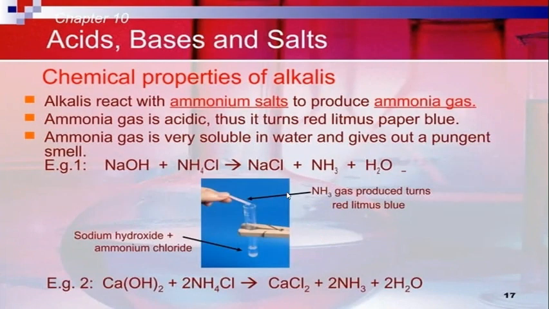Let's look at more chemical properties of alkalis. Alkalis react with ammonium salts to produce ammonia gas. Secondly, ammonia gas is alkaline, thus it turns red litmus paper blue. Third, ammonia gas is very soluble in water and gives out a pungent smell. Example, NaOH plus NH4Cl. It forms water and salt as well. If you look at the diagram below, sodium hydroxide plus ammonium chloride produces NH3 gas, which turns red litmus blue, and this is a chemical property of alkalis in a chemical reaction.